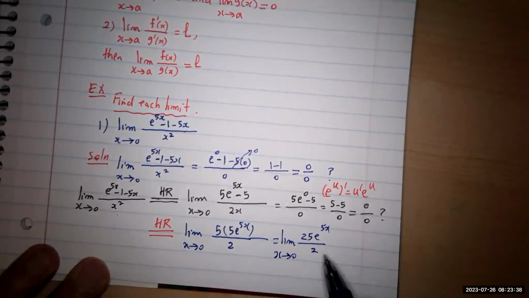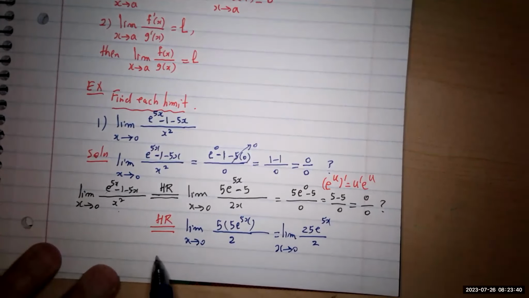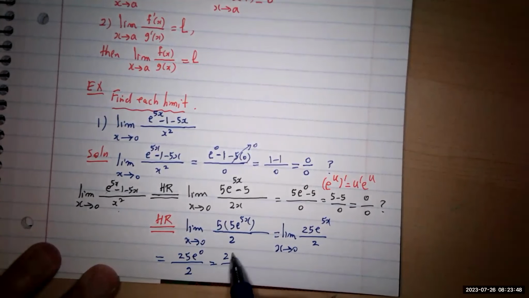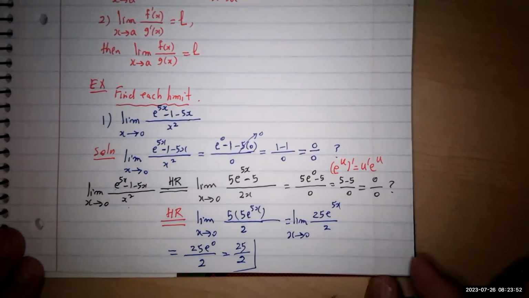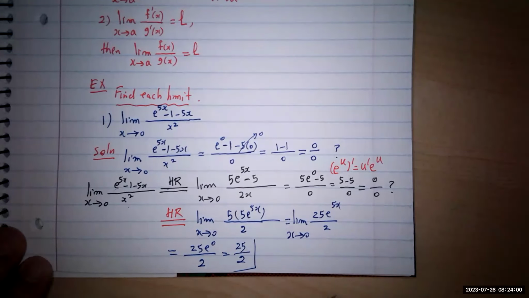Now, if you substitute, the top gives you 25 e to the 0, the bottom gives you 2. E to the 0 is 1. So 25 over 2 is the limit of the given function. And you're done. See, very nice method. And you may have to try it several times. So be patient and continue.